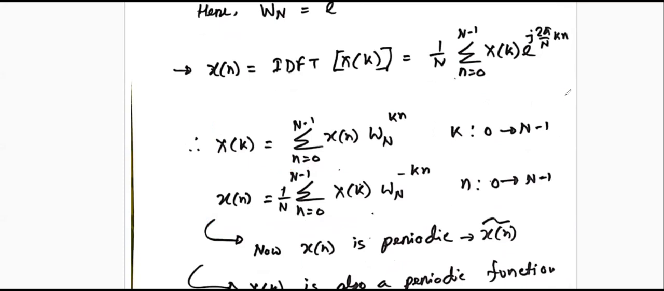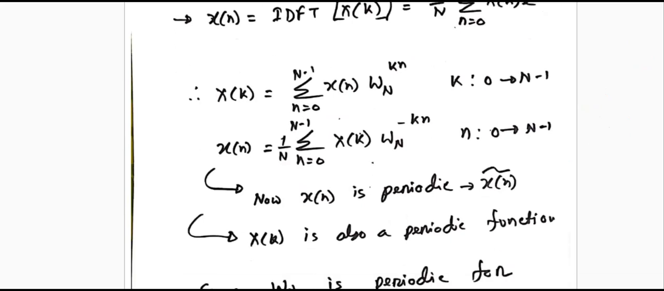Be careful that this Wn is equal to e to the power minus j twice pi divided by n. And Wn to the power minus 1 is equal to e to the power j twice pi divided by n.